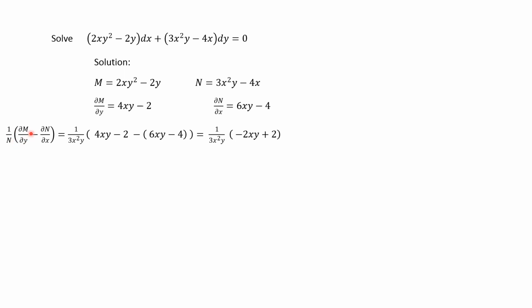1 over n, my minus nx, that's the same as 1 over, sorry, this denominator should have been 3x squared y minus 4x.